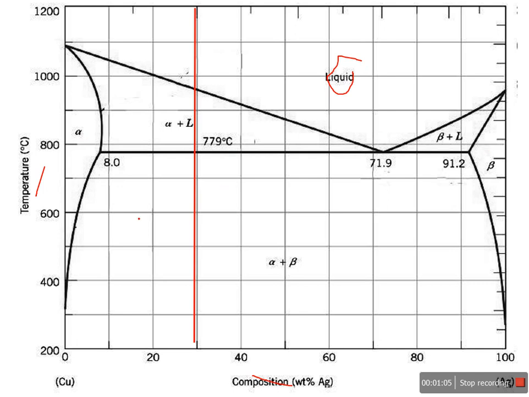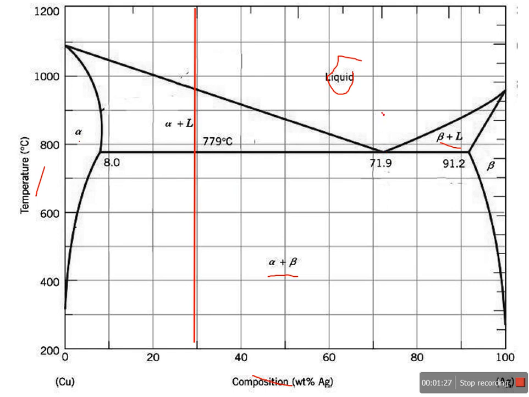Now we can ask a number of questions from this phase diagram. At a particular composition and temperature, what phases are present? Well, here there is alpha, here there is alpha and beta, here there is beta and liquid, and here there is alpha and liquid.